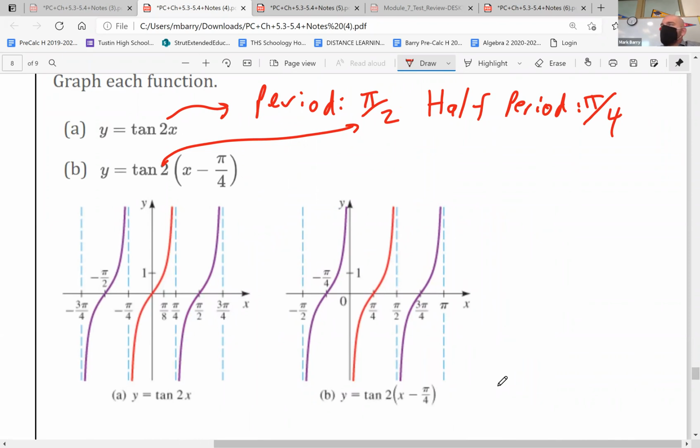And the reason that I would like to calculate the half period is that on the tan graph, the starting point, if there's no left-right shift, is always going to be at 0, 0, right in the middle. And then from that middle point, you're going to have a half period on the right and a half period on the left.